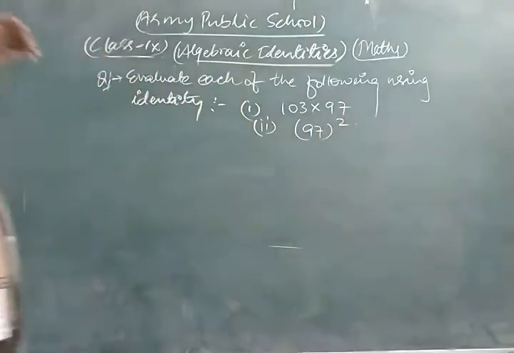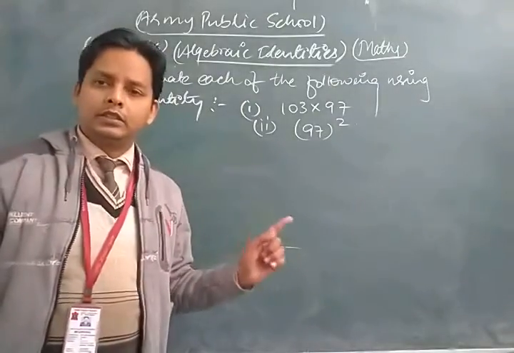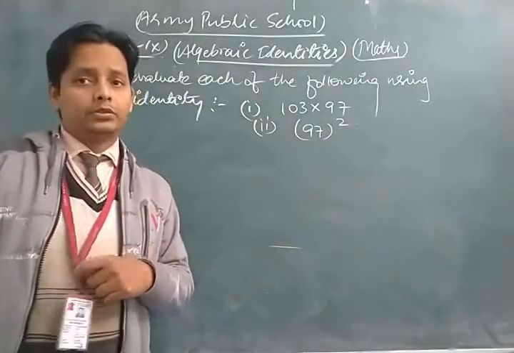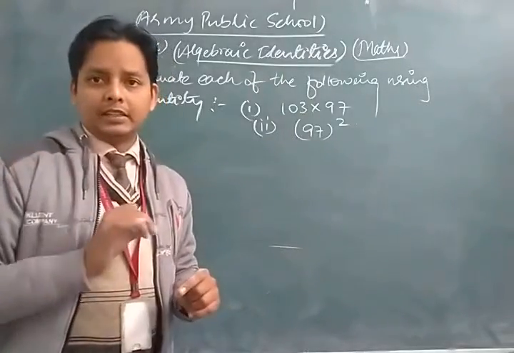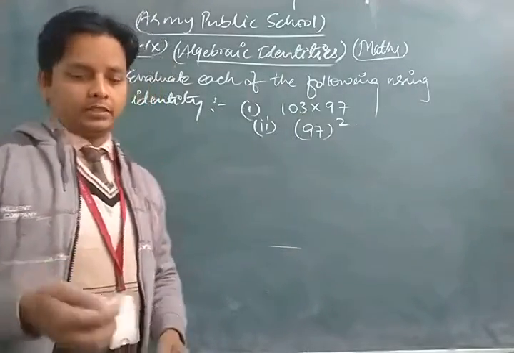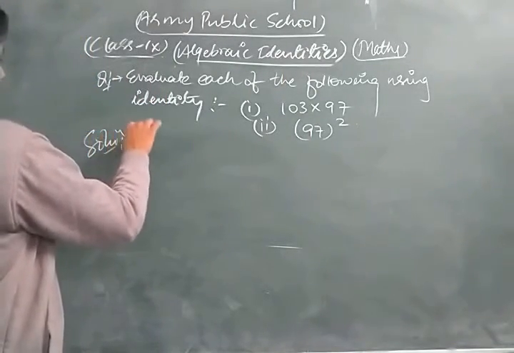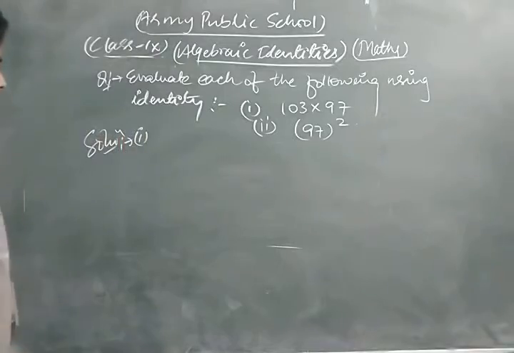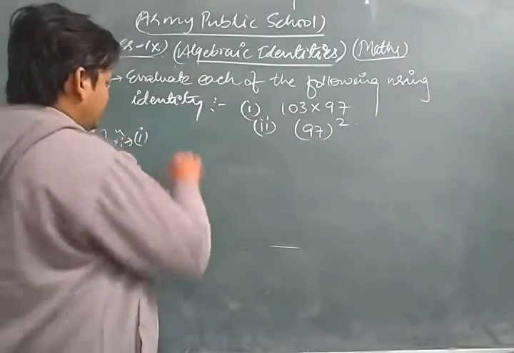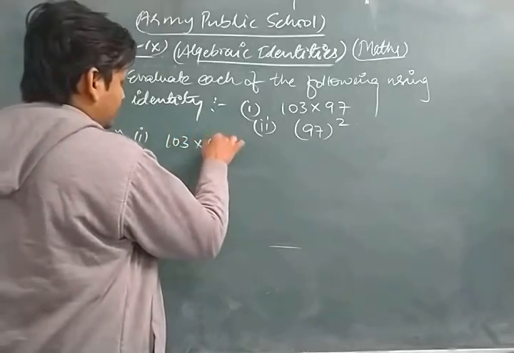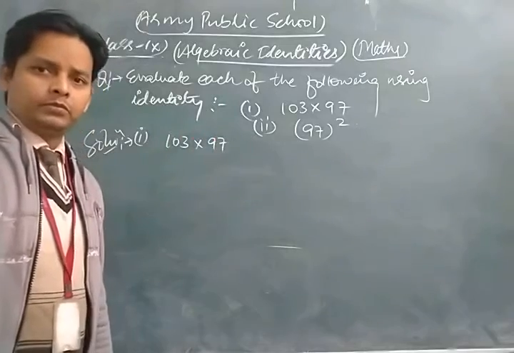Okay, so dear friends, these are the questions. And what do I do for that? Now we just evaluate each of the following by using the identity, meaning algebraic identities. So let's see its solution. First of all, we take and solve the first part of this question, which is 103 into 97.